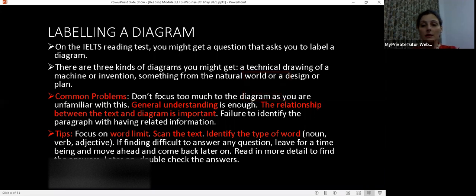The tips: one has to focus on the word limit and scan the text. Identify the type of word, for example noun, verb, or adjective, and underline what you think is telling you something. If you find it difficult to answer any question, leave it for the time being and go ahead. Then come back afterwards and read it in more detail.